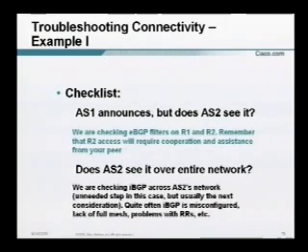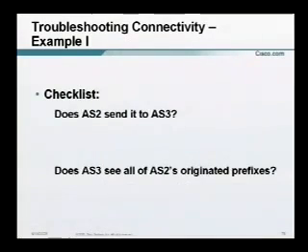Does AS2 see it over its entire network? Well, here we're checking the iBGP across AS2's network. In this particular example, it's not needed because we've only got one router. But most ISPs have a large iBGP mesh. Quite often the iBGP is misconfigured. It could be a route reflector problem. It could be an iBGP mesh problem. Things that I've covered earlier in the presentation. Okay? You want to check through some of the things that I've mentioned before about the iBGP mesh.